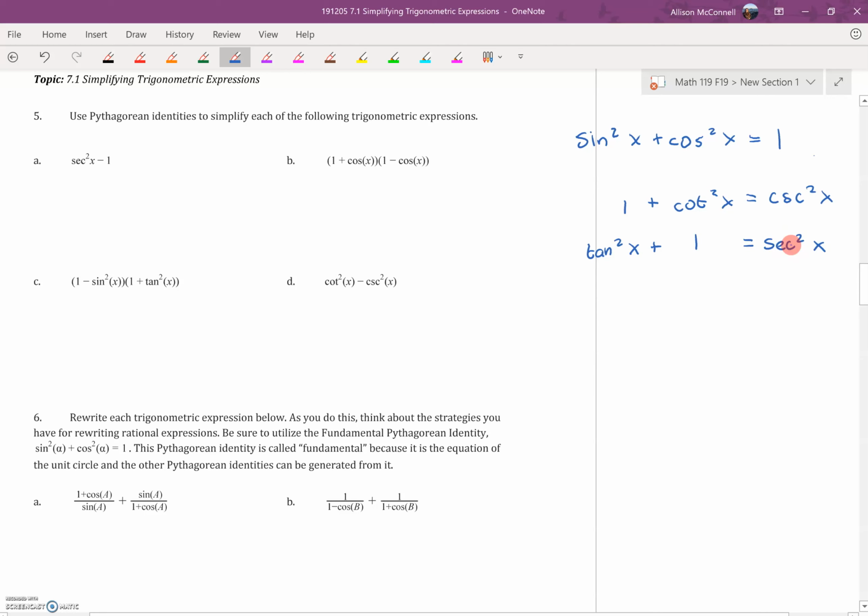So you'll notice really simple ones like secant squared x minus 1. One way to do this is to simply replace secant squared of x with what it is equivalent to. Another way is to manipulate this equation directly. So for example, I notice that I can subtract 1 from both sides and I'll get secant squared x minus 1, and that directly gives me the same expression, that substitution. And so I know that this one's going to be tan squared x.